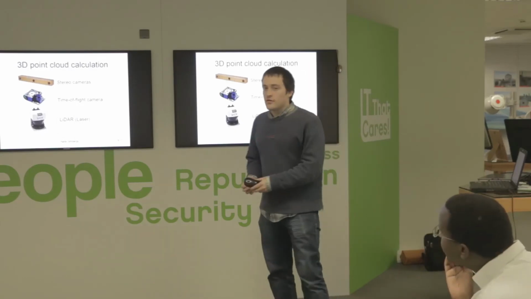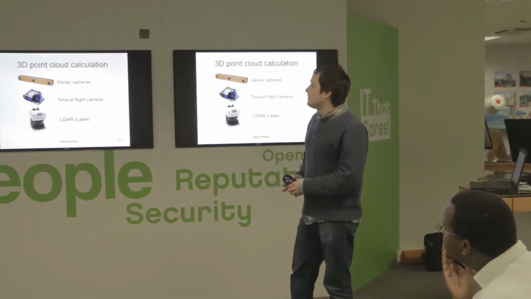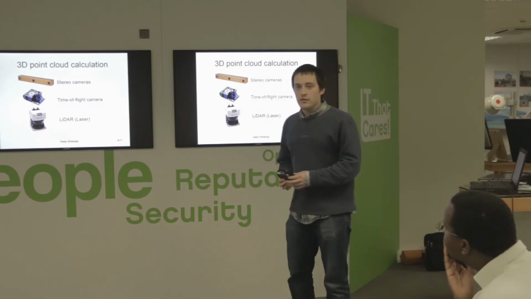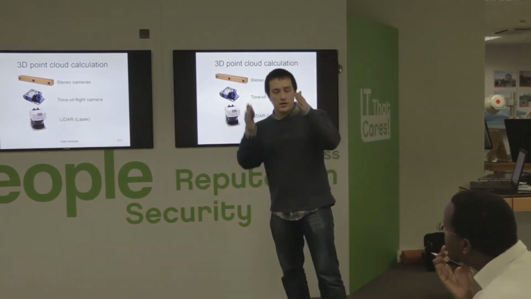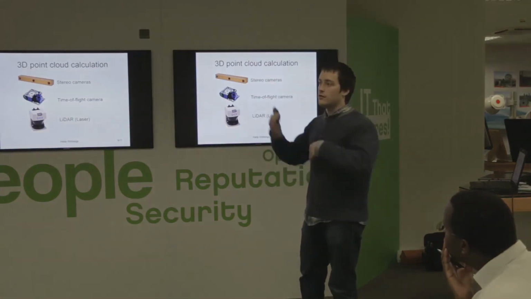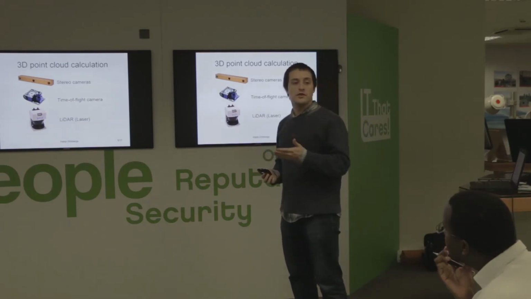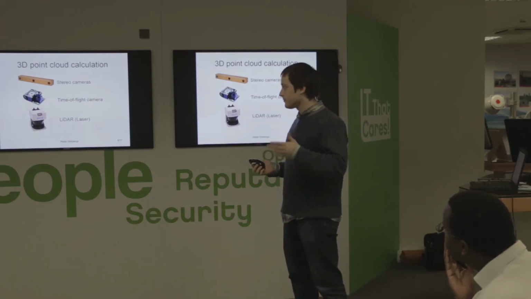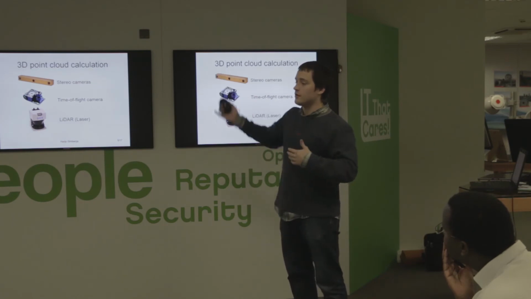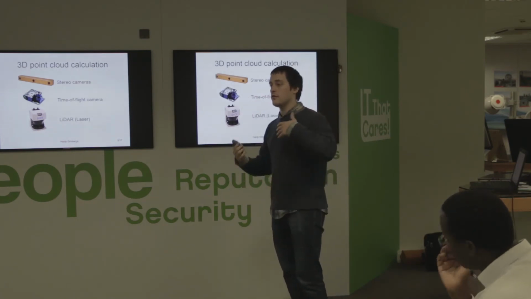So there are many ways to get this data. One is stereo cameras, basically the way human eyes see. You have two cameras, and you can triangulate the distance to every pixel that both cameras see. It is very good because it doesn't emit any energy, so it is very energy efficient.